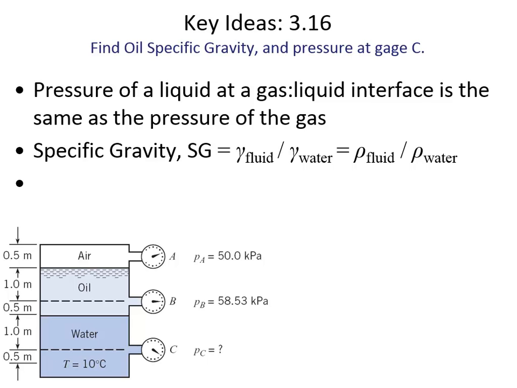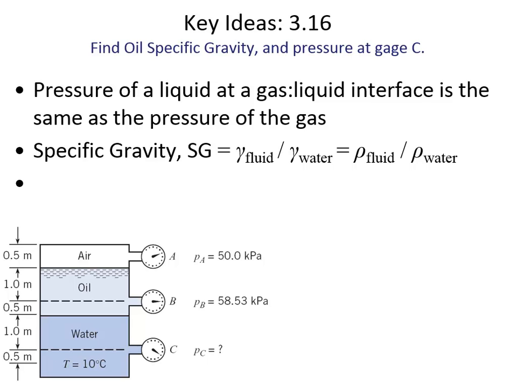And so anytime you've got a gas, unless it's hundreds and thousands of feet of elevation difference, that's when actually the pressure will change, is hundreds and thousands of feet. But for half a meter, not so much. So you can assume here that the pressure at the interface of the air and the oil is equal to the pressure that's read by that gauge. So the pressure here is going to be 50 kPa.